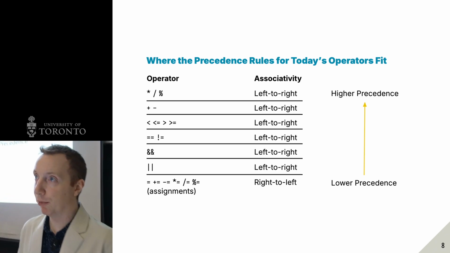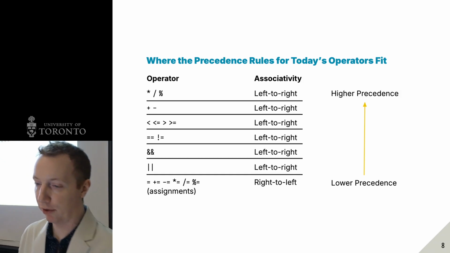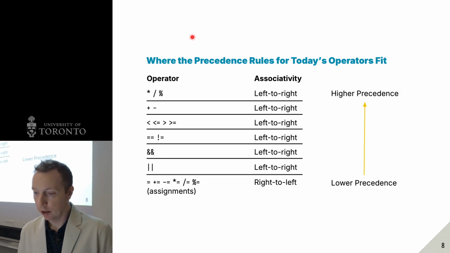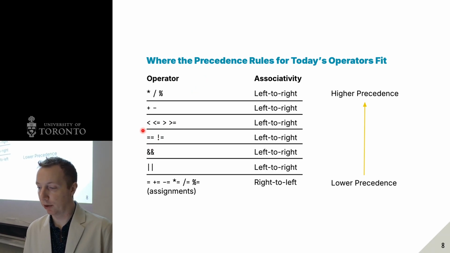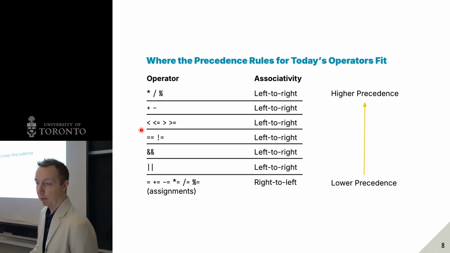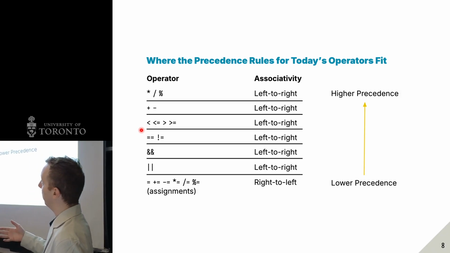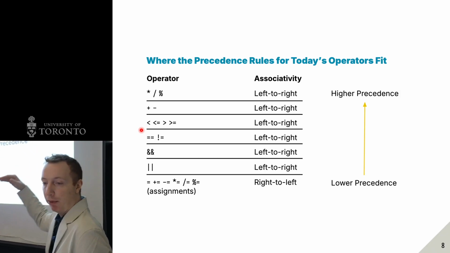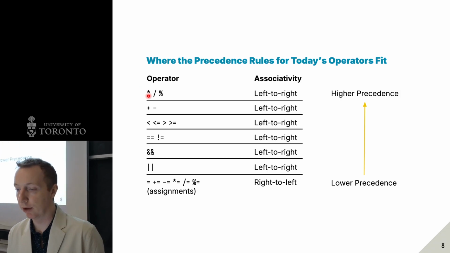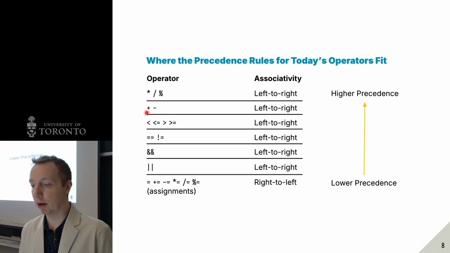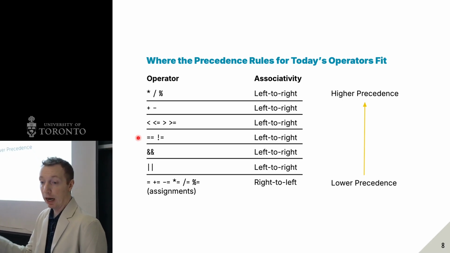So these operators follow precedence rules as before. Again, you don't really need to memorize this. Just know where they kind of fit in. All of the relational operators that operate on numbers have a lower precedence than the math operators, so they're done after them. All of the math operations will be done first, like multiplication, division, mod, addition, subtraction.